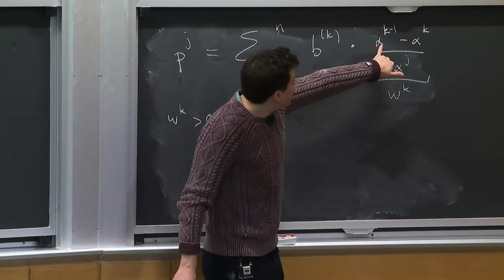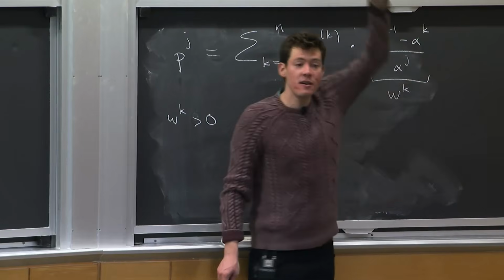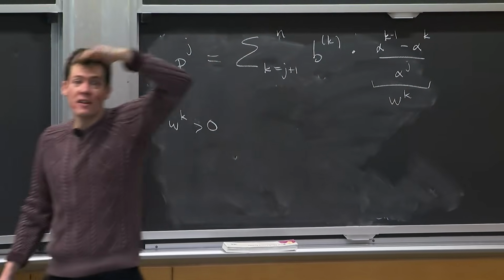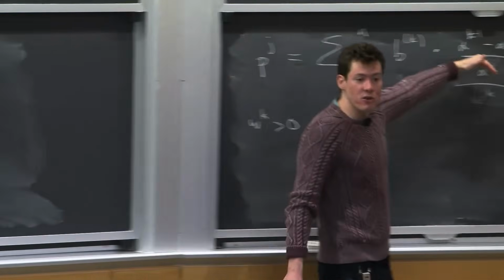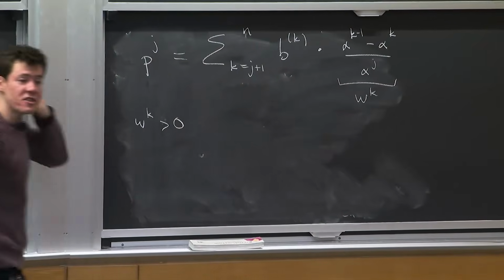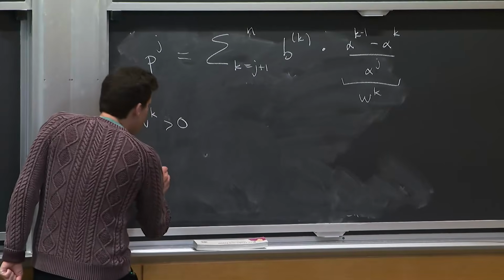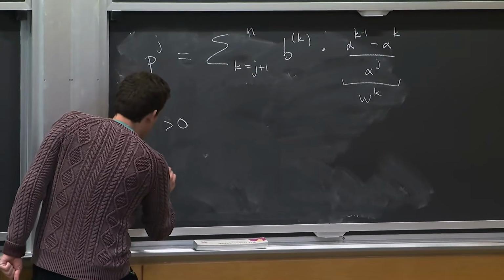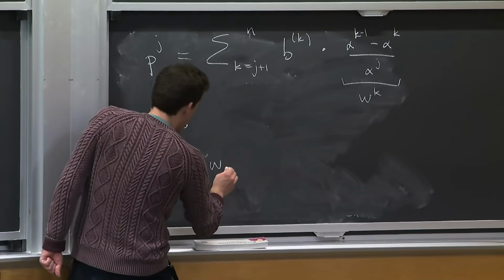Why? Well, alpha_{k-1} is strictly higher than alpha_k. That's our assumption. The higher slots, higher slot meaning lower numbered slot, right? The higher slots have a higher click-through rate. So each of these numbers is strictly positive. Now let's try to see what the sum of these numbers is. So let's look at w_{j+1} all the way up to w_n.